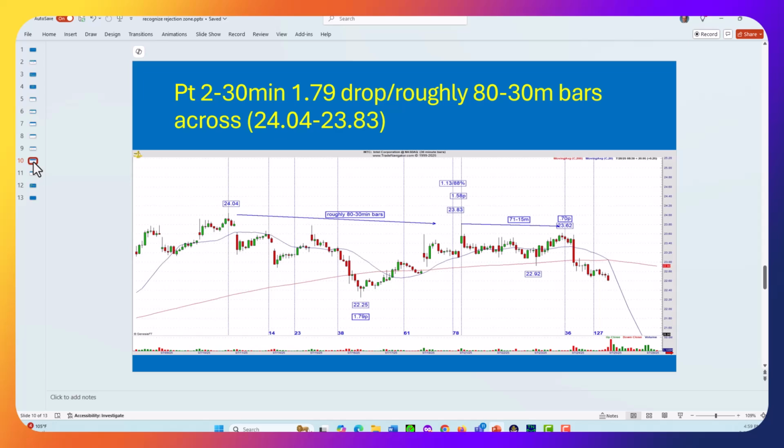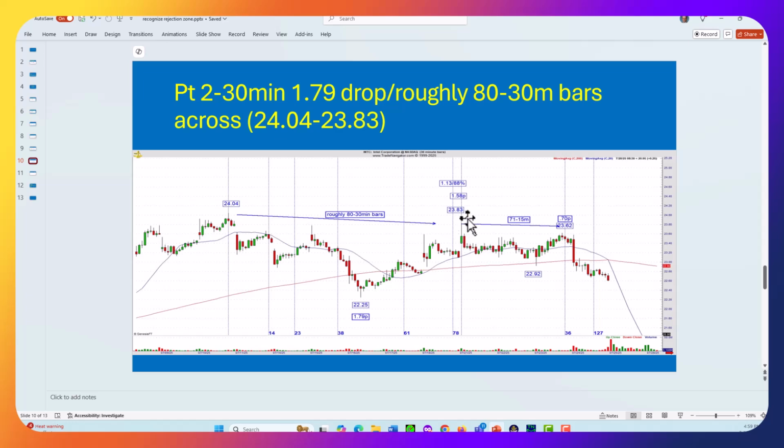Okay, so this is the same action scaled down. And what we have here, from the high to here, 2404 to 2383, is what? 21 cents? That's a stock. It's not a futures market. So that's really close. So what we basically have here is a drop of $1.79, and it's roughly 80 30-minute bars to here. So that gets us to here. This is shortable over here.